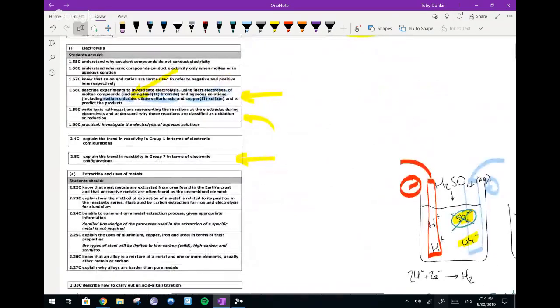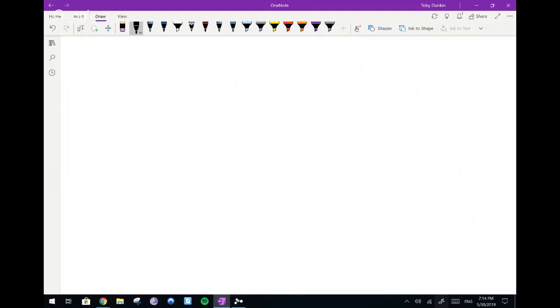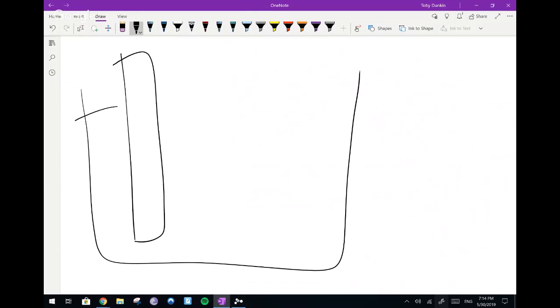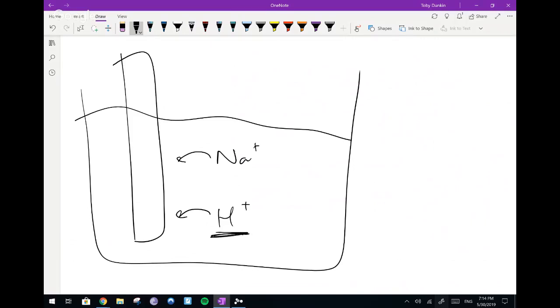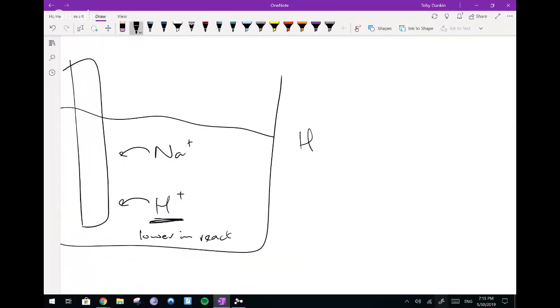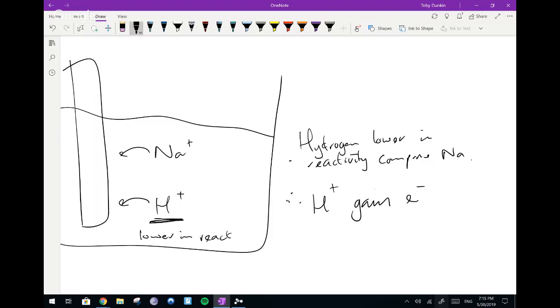The reason being is that sodium, right, so here's your answer in a picture. At that electrode, you've got two ions, which can go and collect electrons. But hydrogen is lower in reactivity. What that means is it can gain electrons more easily. So your answer, Yo, is: hydrogen lower in reactivity compared to sodium, therefore H+ gains electrons, forming hydrogen, not sodium metal. So it's all to do with reactivity.